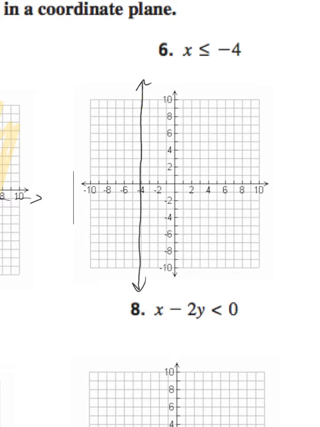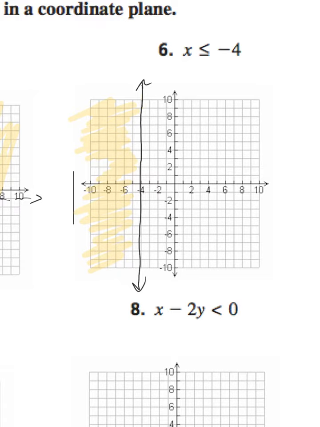when we talk about vertical lines. So in this case, when it says less than or equal to -4, less than will be to the left. So this is the only situation in which it's not top or bottom. When we have a vertical line, less than will be to the left, greater than will be to the right.